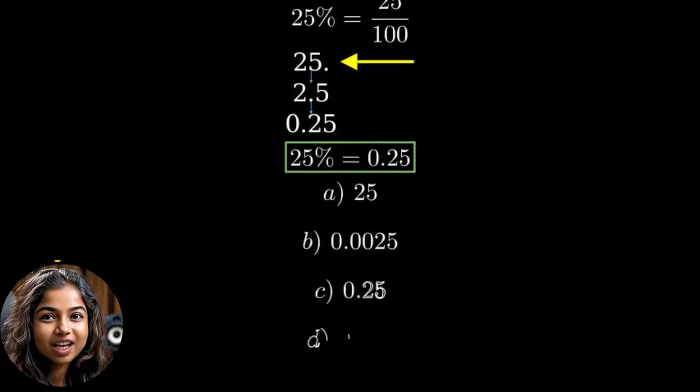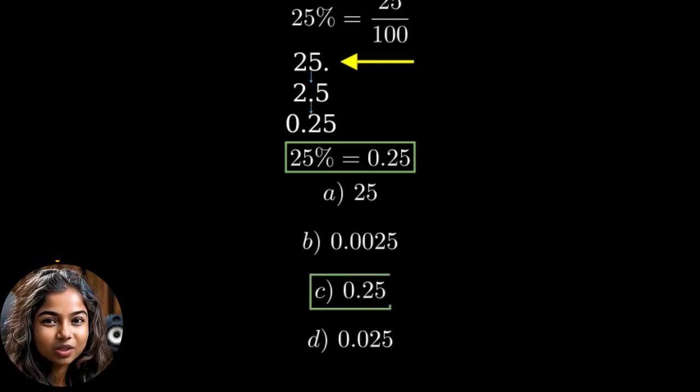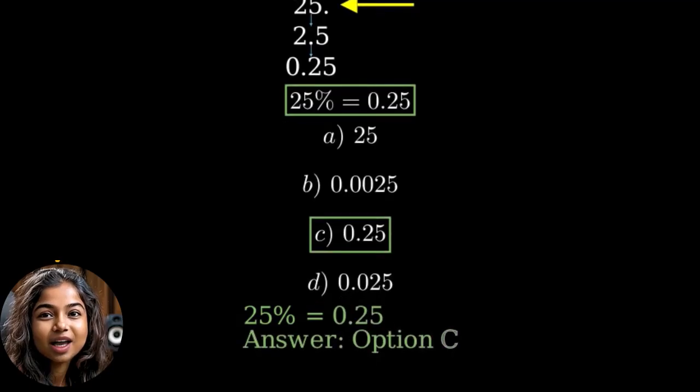Now let's compare our answer with the given options. Option A is 25. That's too large. Option B is 0.0025. That's too small. Option C is 0.25. That's our answer. Option D is 0.025. That's too small. Therefore, 25% converted to a decimal is 0.25.